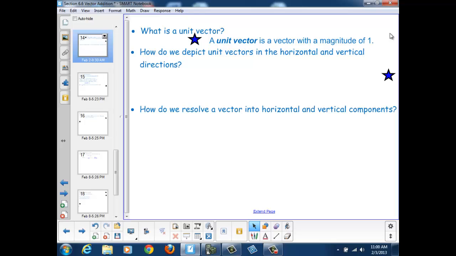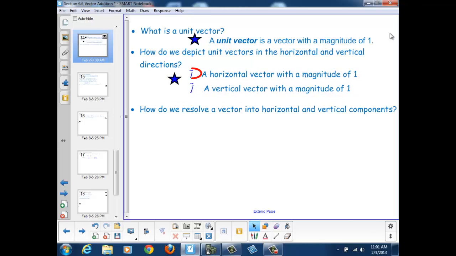So 1 unit can point in any direction: up, down, 25 degrees. But the particular unit vectors we're going to be interested in are unit vectors in the horizontal and vertical directions, and we're going to have special notation for each of those. Here they are. The i vector will be a horizontal vector with a magnitude of 1, and the j vector will be a vertical vector with a magnitude of 1.